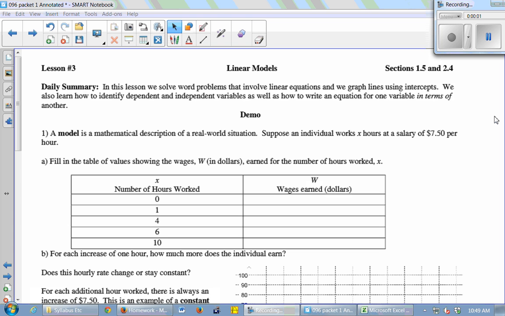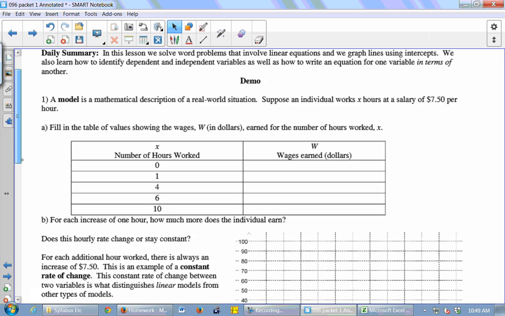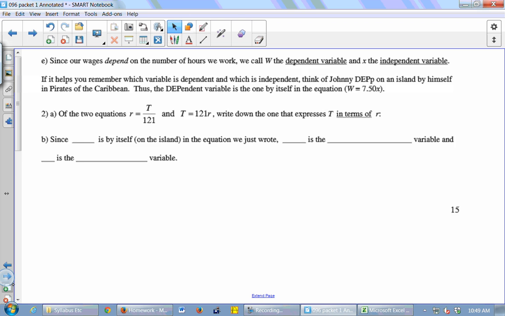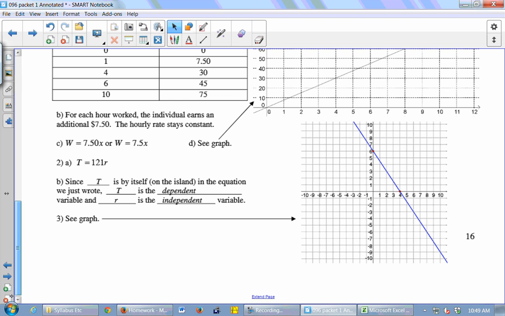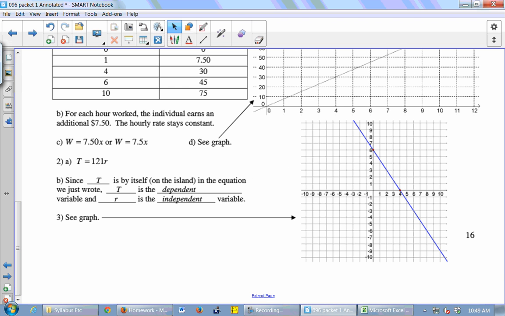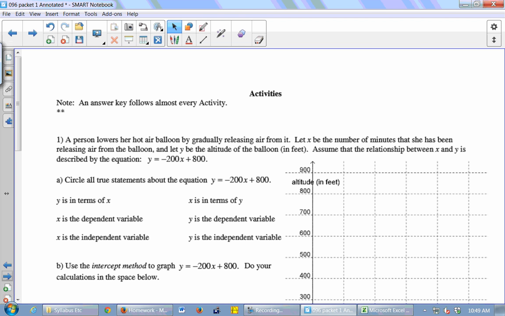Class follows the same structure. It starts with a daily summary, which is just a sentence or two about what we're going to be talking about in class, followed by a demo, where I will stand at the front of the board and do some stuff, then traditional lecture, followed by answers to the demo, just in case you missed class. You could do it on your own. The answers are there. Followed by activities.